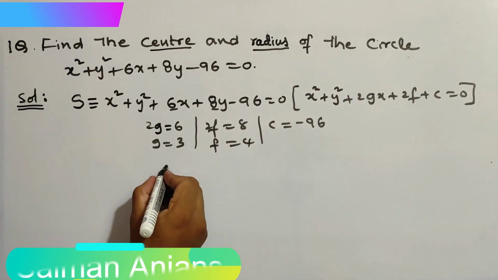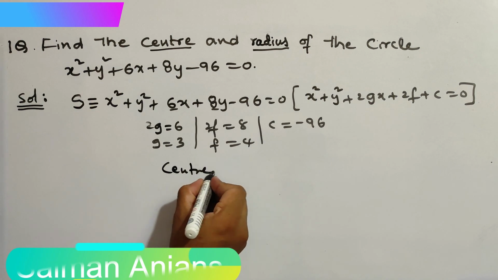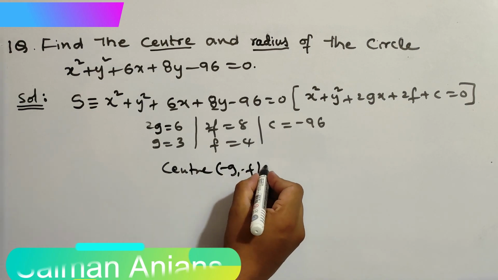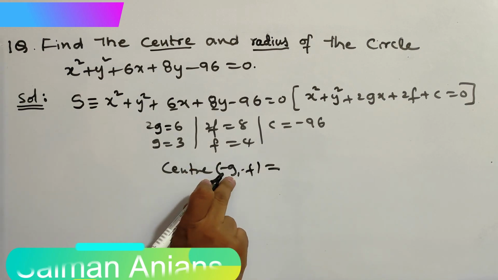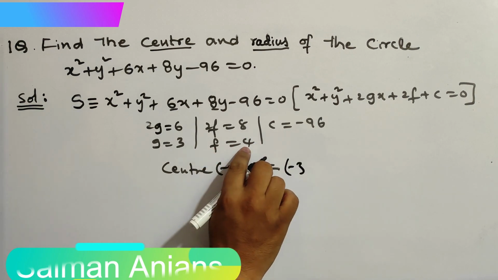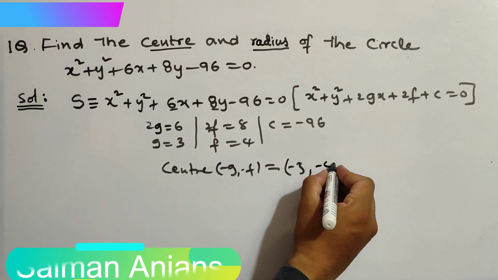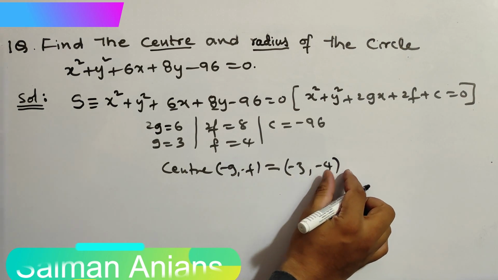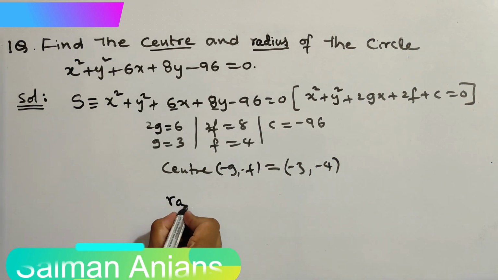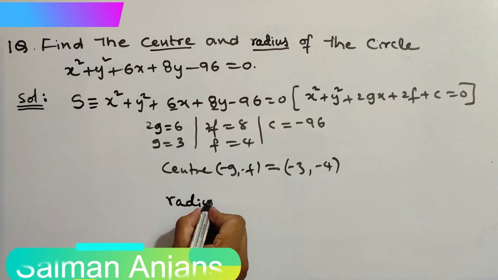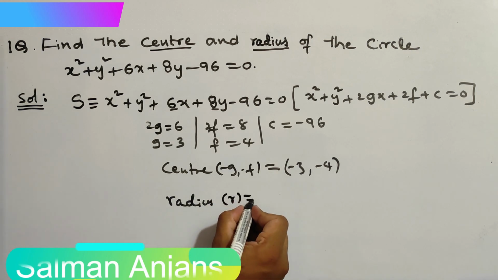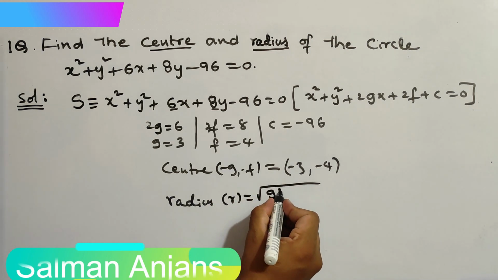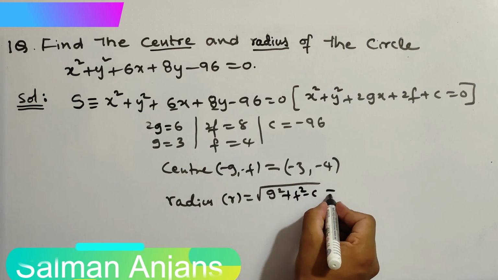Center of the general form is minus g comma minus f. So g is 3, then minus g is minus 3; f is 4, then minus f is minus 4. So the center minus g, minus f is minus 3 comma minus 4. Now we have to find the radius. Radius is denoted by r, and the formula is root over g square plus f square minus c.